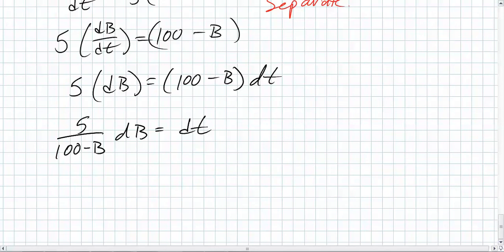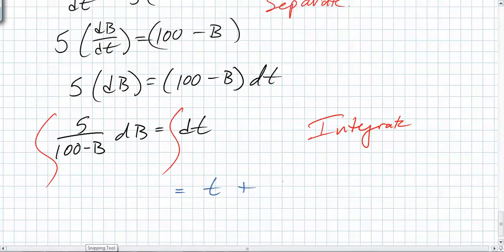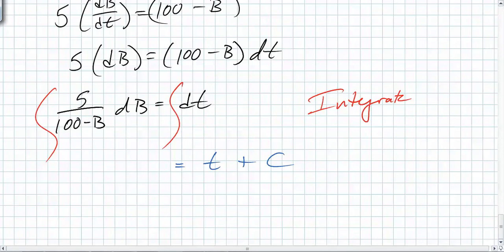Now what do I do once I've separated? You integrate. So if we integrate both sides, what's the integral on the right-hand side become? Just t plus some constant. And we'll just add one. Remember, we can just add one constant. Doesn't matter if it's both sides or one. What does the other side become? Careful. You can take the 5 and factor it out, so it's 1 over 100 minus b. What's the integral of 1 over 100 minus b?